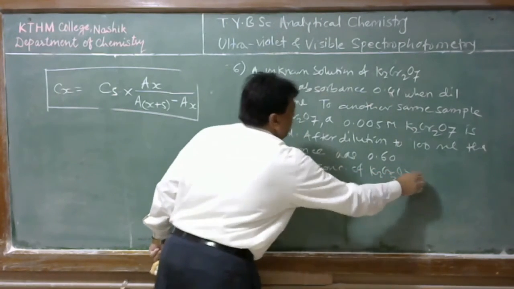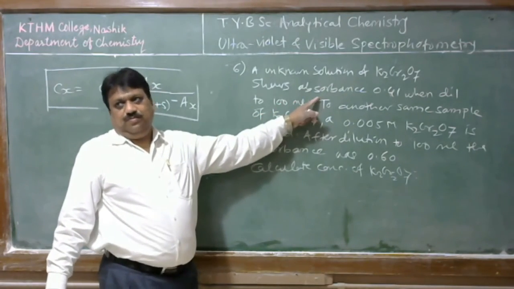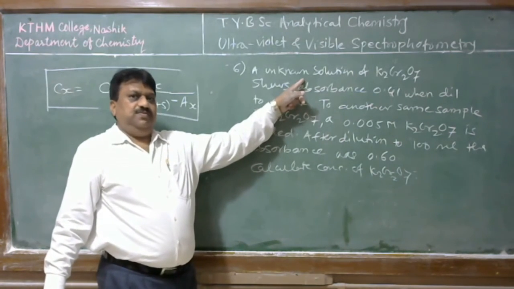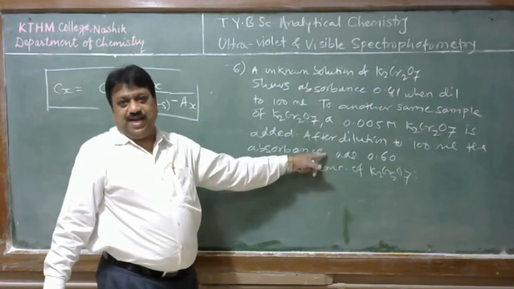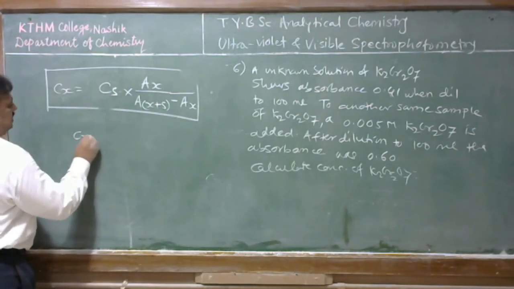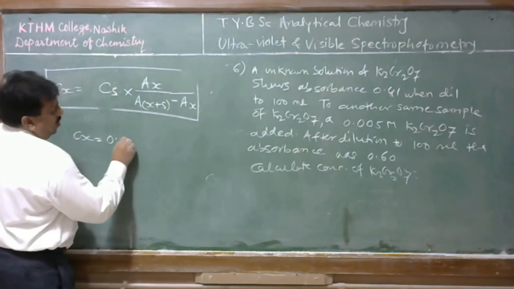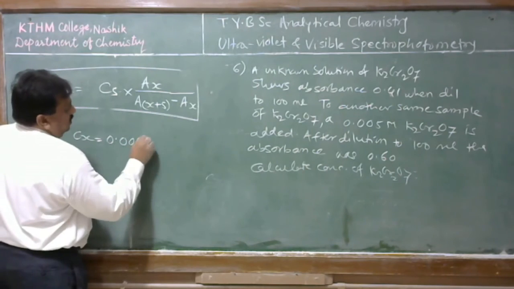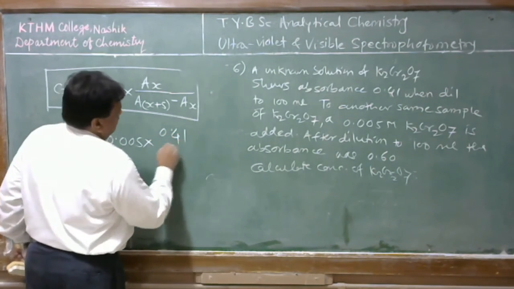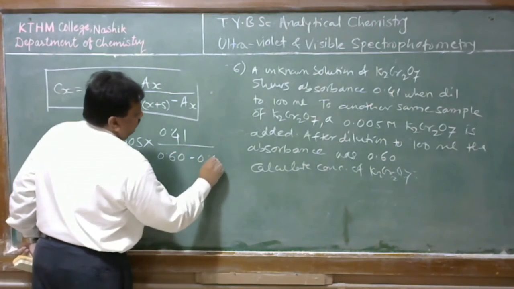K2Cr2O7. In this case, both solutions are diluted to the same volume, and here the volume of sample is unknown, and therefore the volume of standard is also unknown. Therefore, we can use this formula. Therefore, Cx is equal to Cs, that is 0.005, into Ax, 0.41, divided by 0.60 minus 0.41.